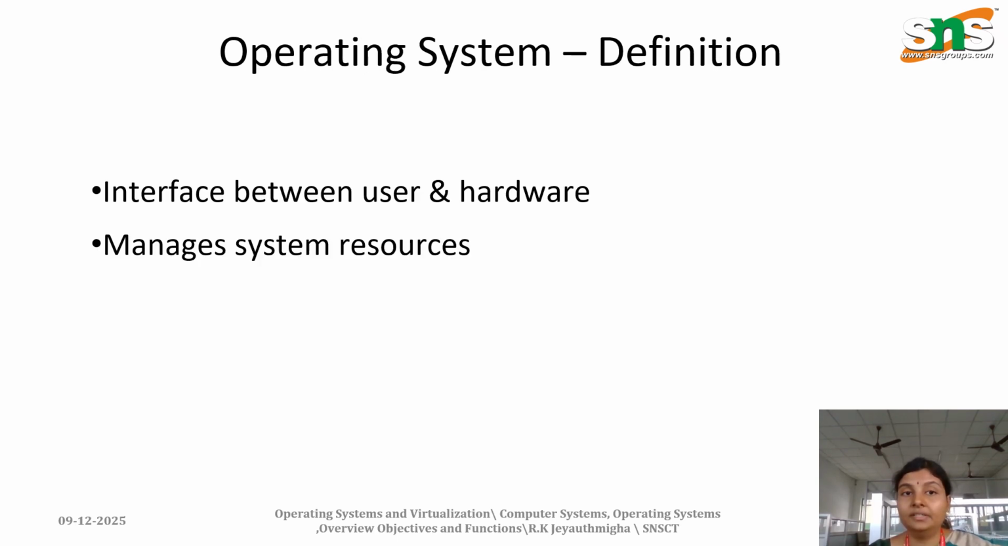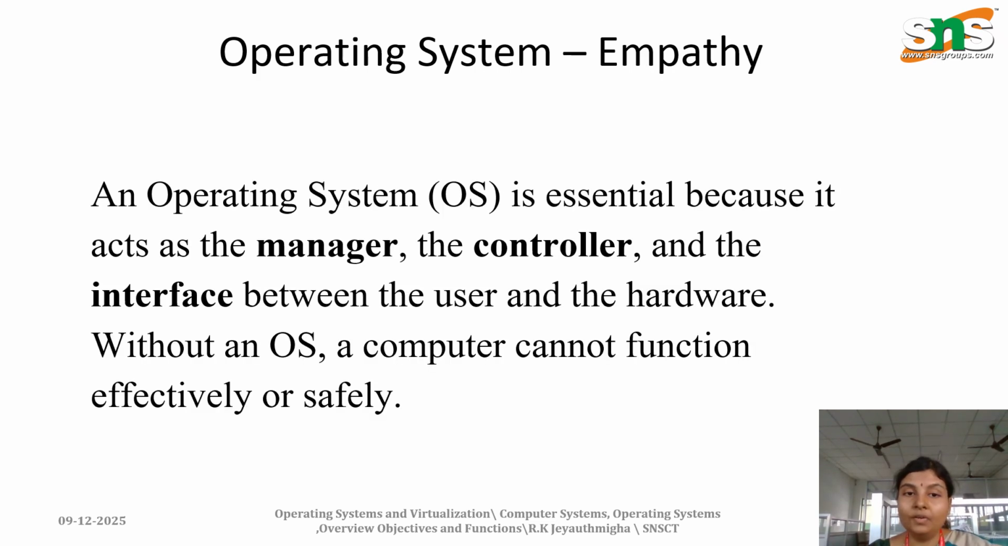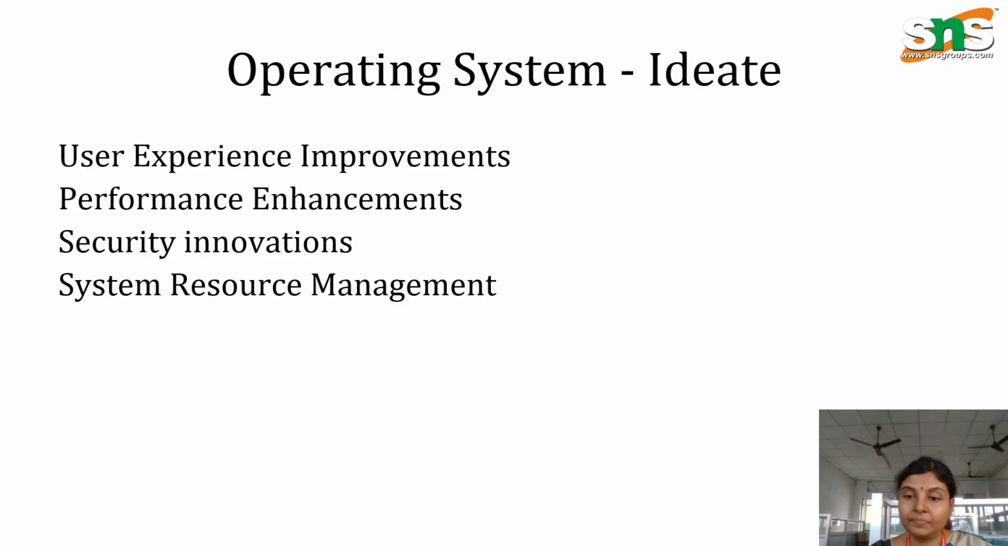Now let us define the operating system. It is an interface between the user and computer hardware. It manages system resources. An operating system is essential because it acts as the manager, the controller, and the interface between the user and the hardware. Without an OS, a computer cannot function effectively or safely.